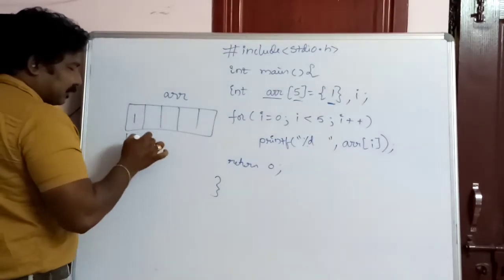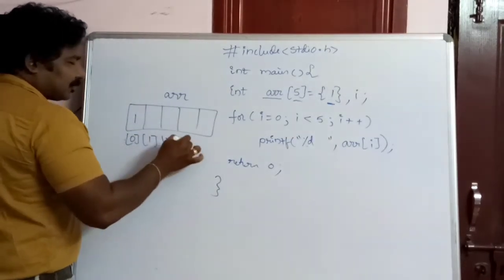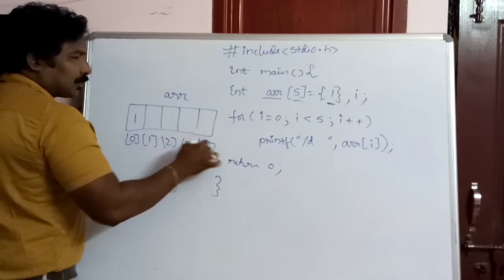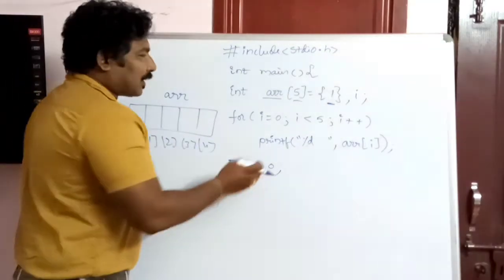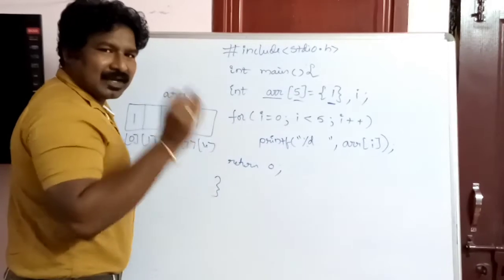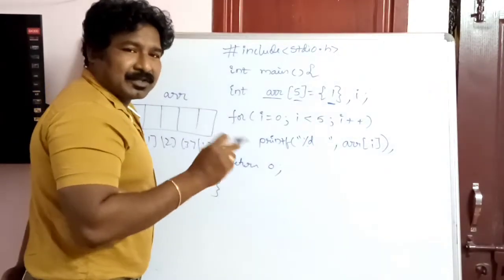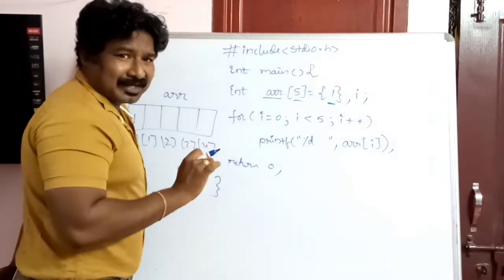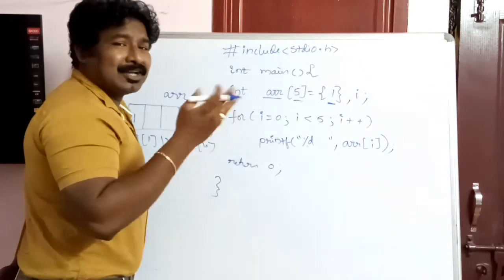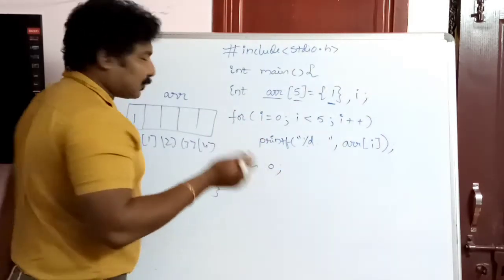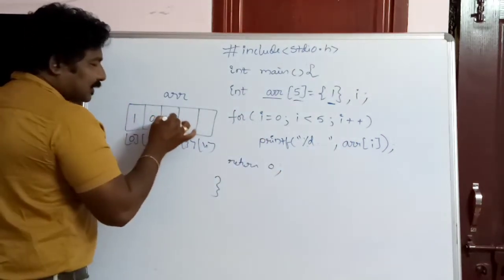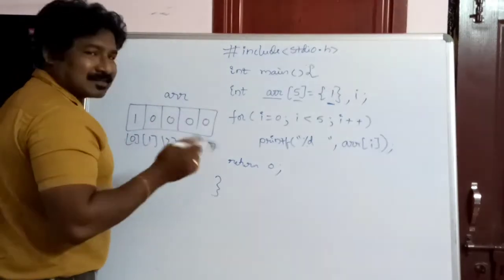So all the indexes will be 0, 1, 2, 3 and 4. The question here is, what about the remaining elements? When I have initialized an array with fewer elements than its size, what happens? The remaining elements will be filled with zeros. That means automatically all these values will be stored as zeros here.